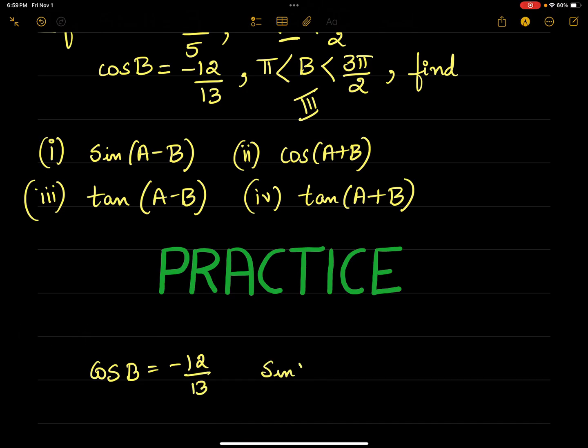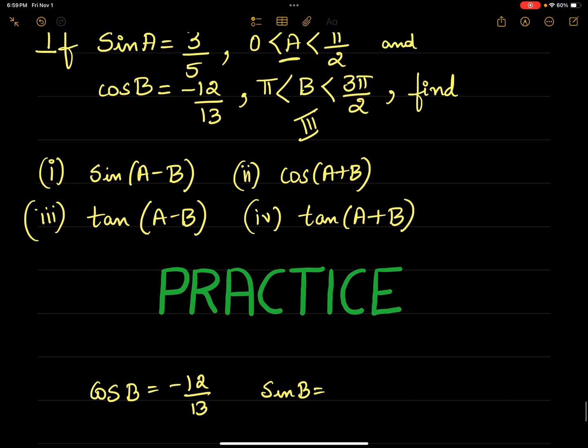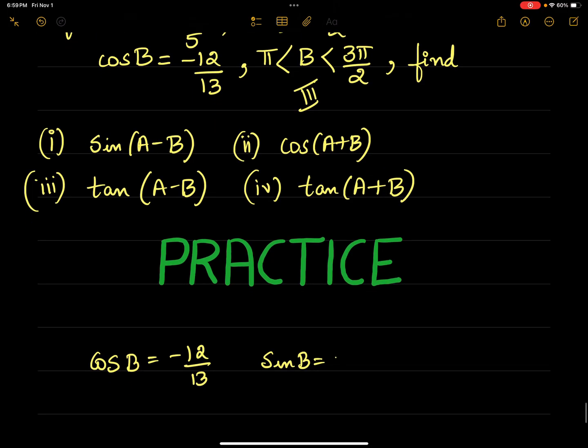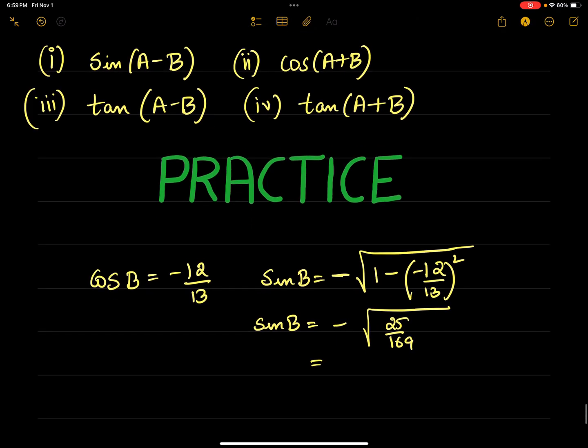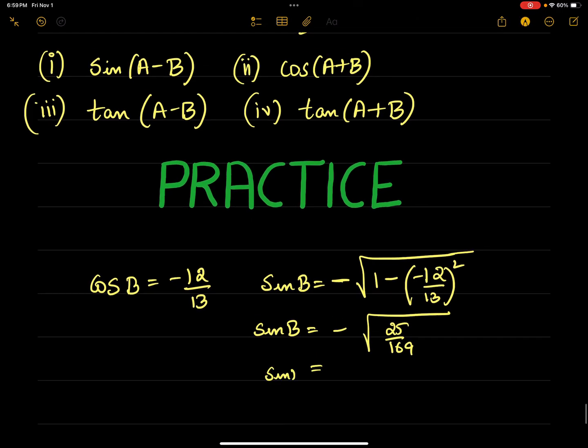So sin B would be equal to, so this time we have to keep in mind that B is in the third quadrant. So we need the negative square root of 1 minus cos square B, which is minus 12 by 13 the whole square. So sin B would be equal to minus square root of 25 by 169, which is sin B equal to minus 5 by 13.